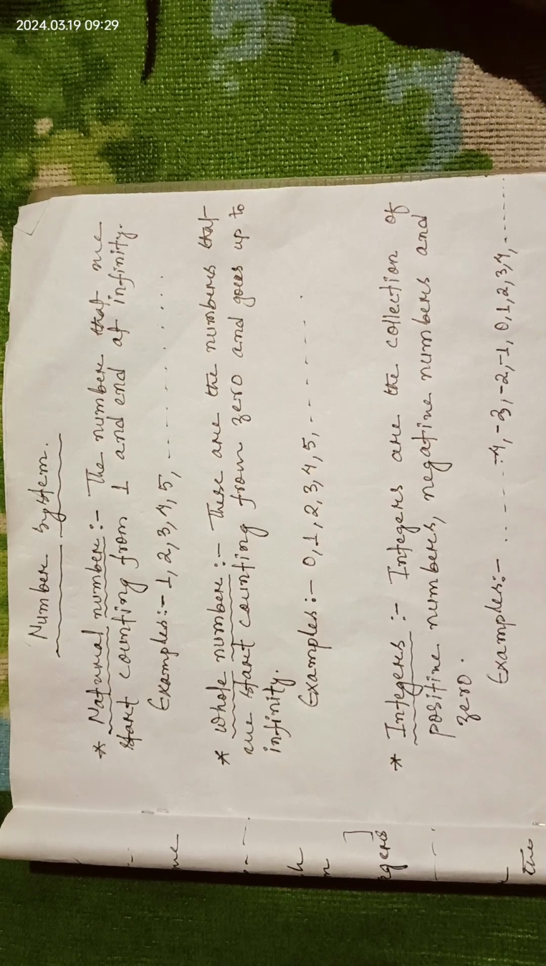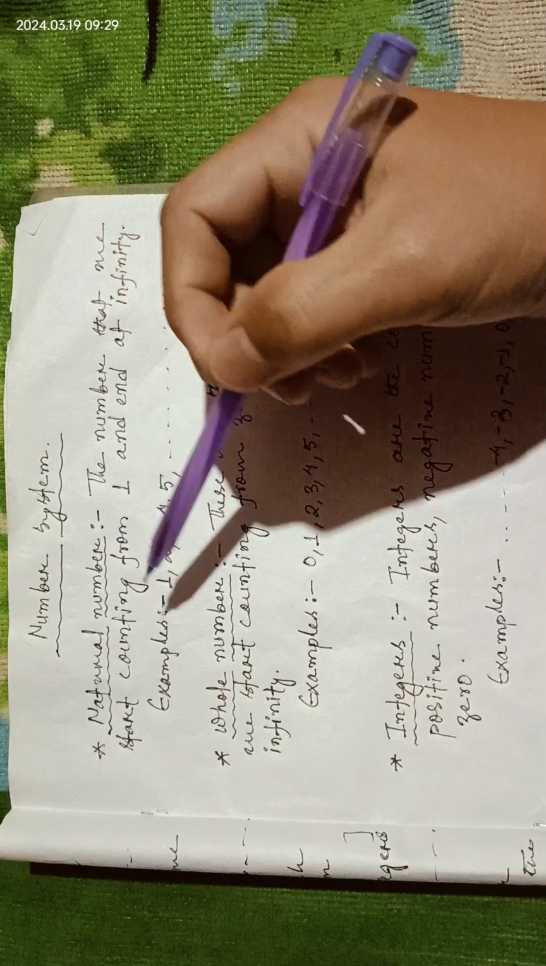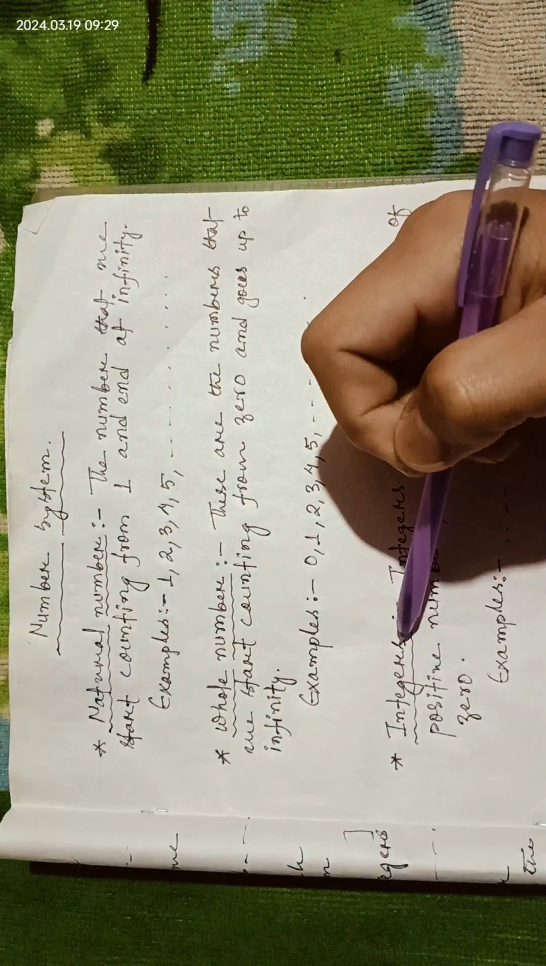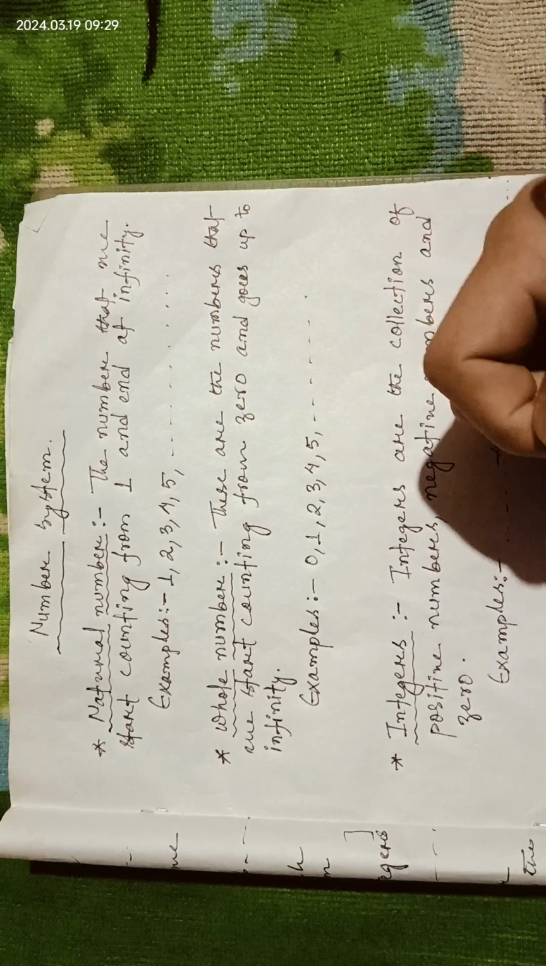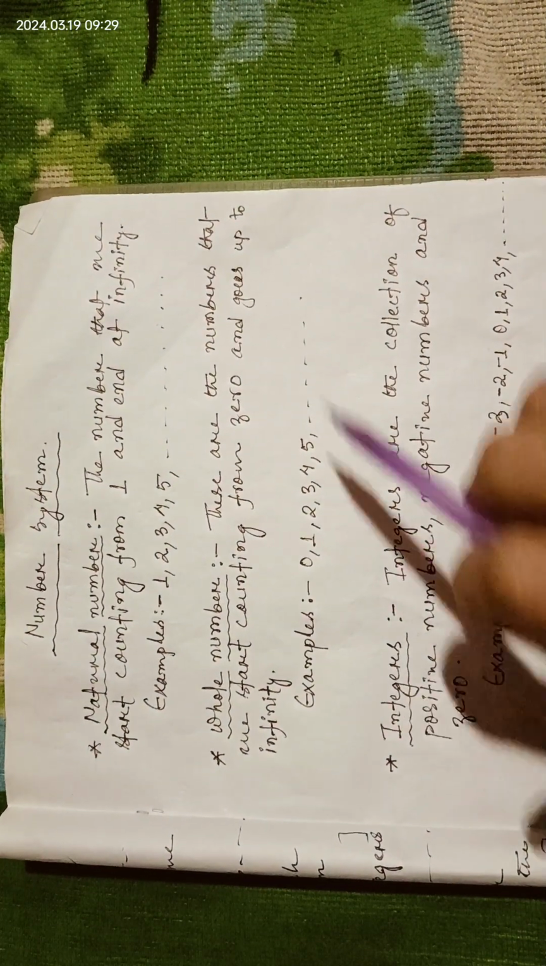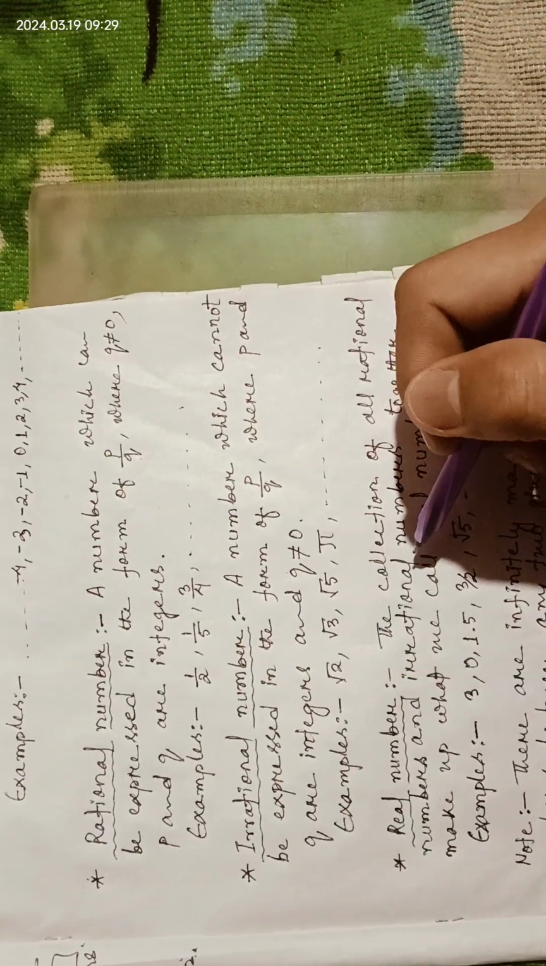Hello guys, today we are going to discuss class 9 mathematics chapter number 1. The name of the chapter is Number System. In this chapter, firstly we are going to discuss natural numbers. Secondly, whole numbers. Thirdly, integers. Then rational numbers, irrational numbers, and then real numbers and so on.